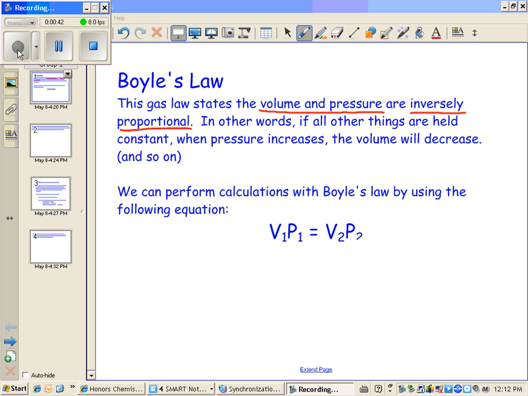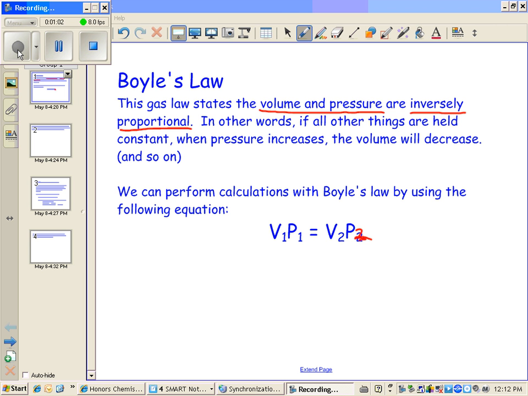Now, I have a formula here. It's the same formula you already have on your note sheet. We're going to use this formula. I'm going to finish it off here. That's going to be a 2. V1 times P1 equals V2 times P2. All right? We're going to use that formula in order to do calculations.